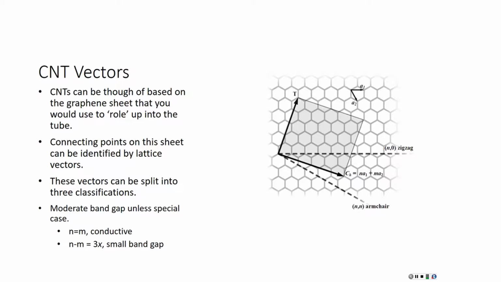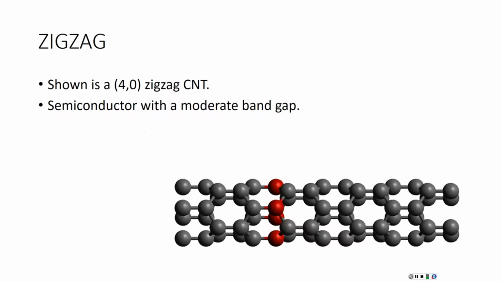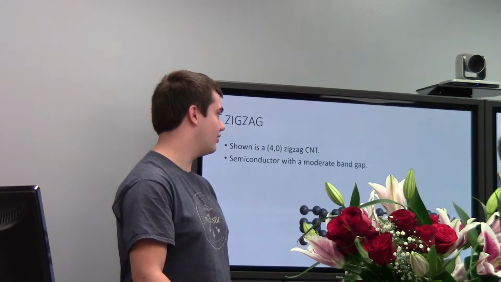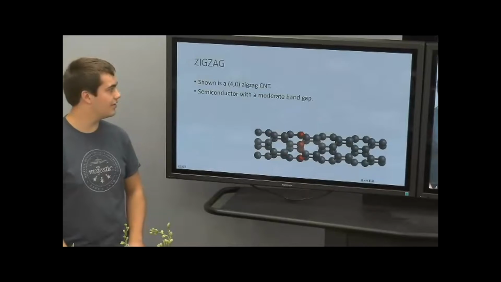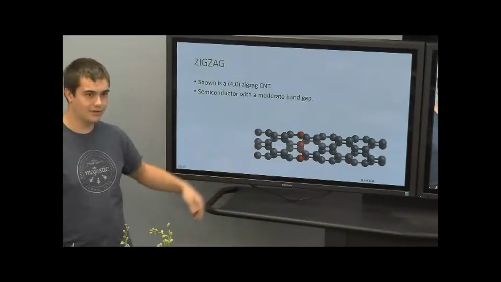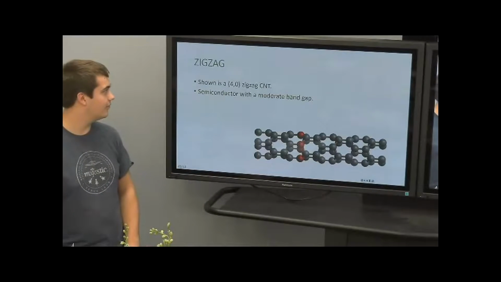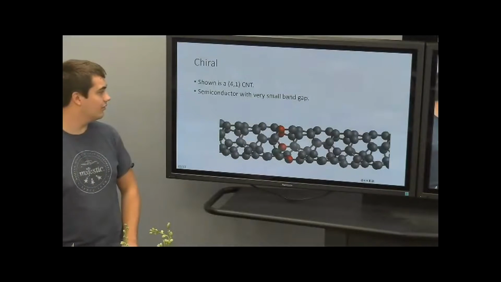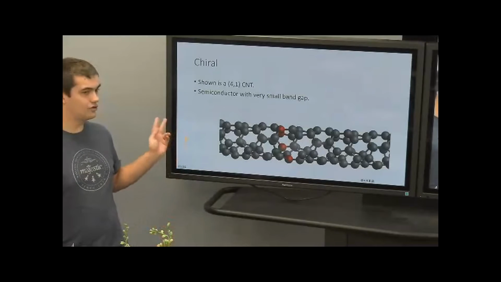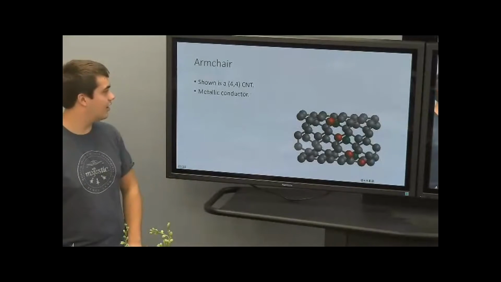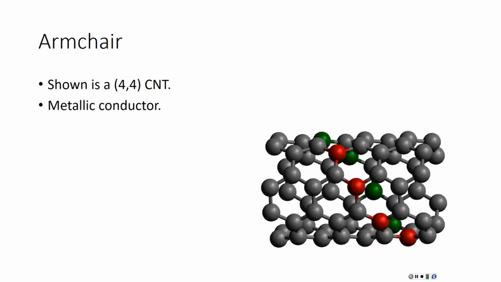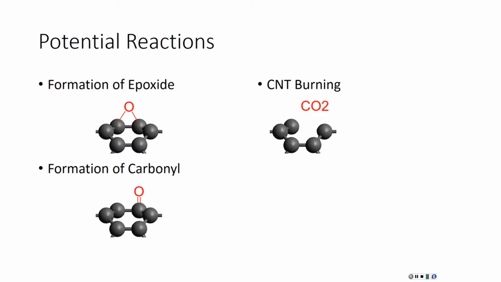So the three types that we could get when we do this are zigzag, where one of the pairs of vectors is a 0. I've tried to highlight them in these pictures here so you can kind of get your mind around them. And we're going to be using zigzag, but there's also chiral vectors, where it's 2 unique numbers, and armchair, where both of the pair of vectors are the same. So we use the 4-0 that you saw earlier on the zigzag one.